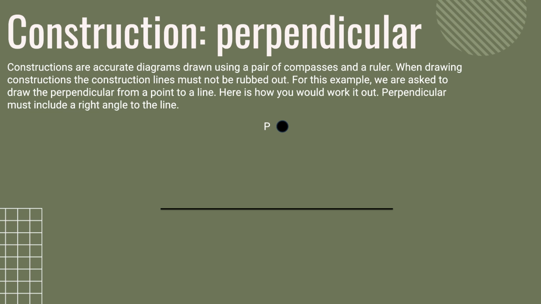For this example here I'm about to show on screen, we are asked to draw the perpendicular from a point to the line. Here is how you'd work it out. Also, don't forget, perpendicular must include a right angle to the line, because that's what perpendicular means.